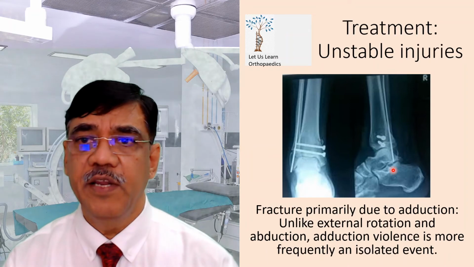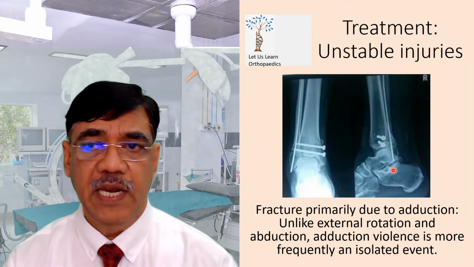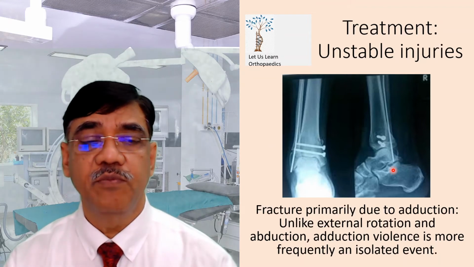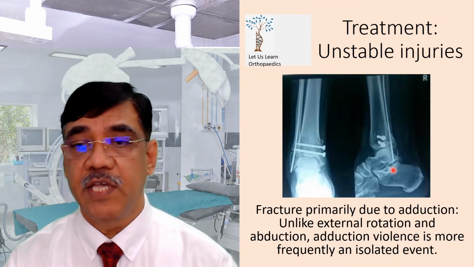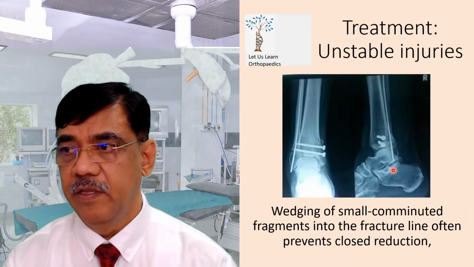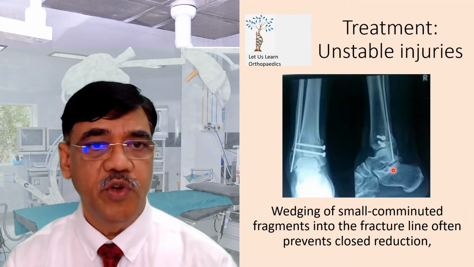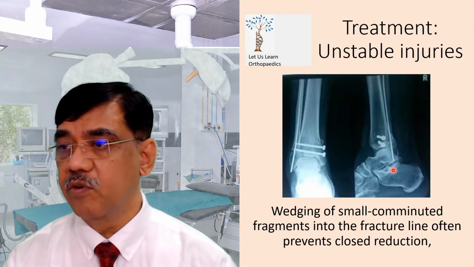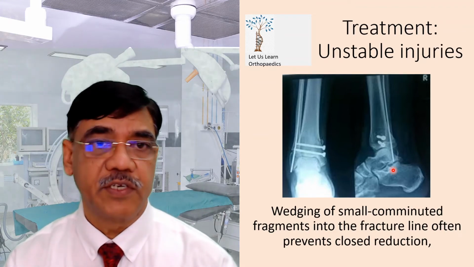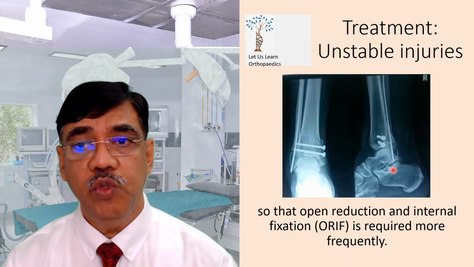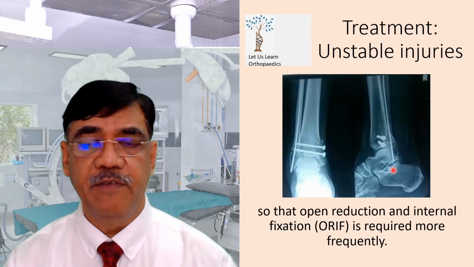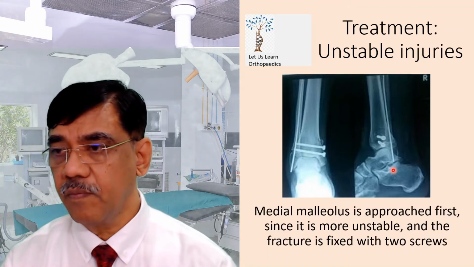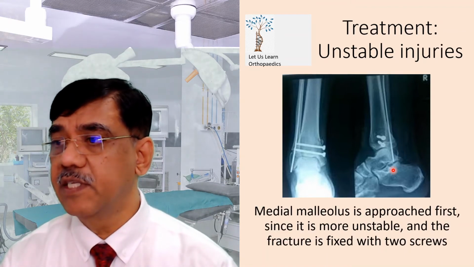Fractures primarily due to the adduction, unlike external rotation and abduction, adduction violence is more frequently an isolated event. Wedging of the small comminuted fragment into the fracture line often prevents the closed reduction in adduction type of injuries, so that the open reduction and internal fixation is required more frequently. Medial malleolus is approached first.